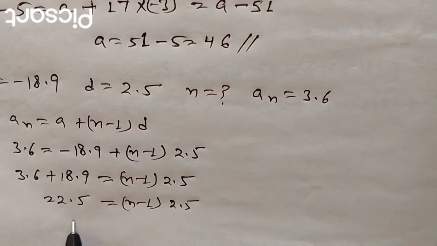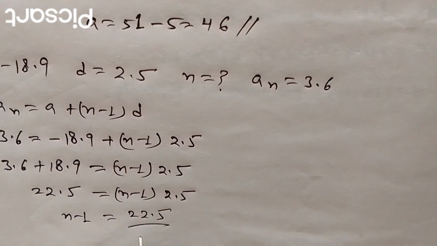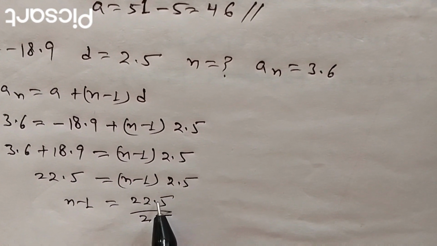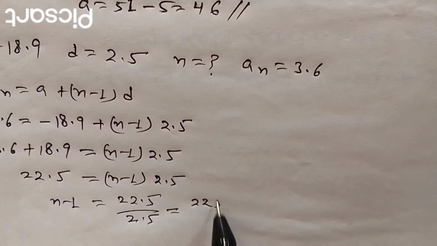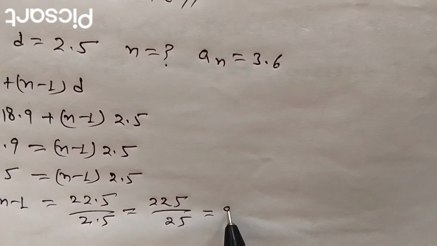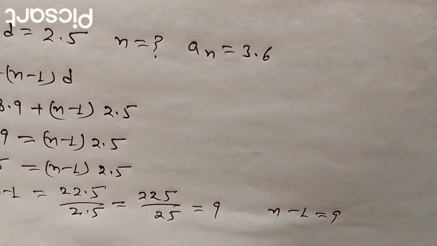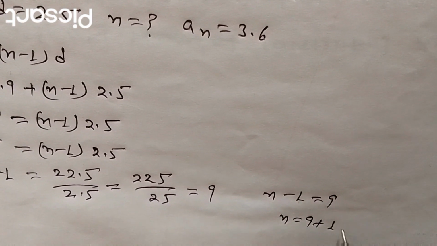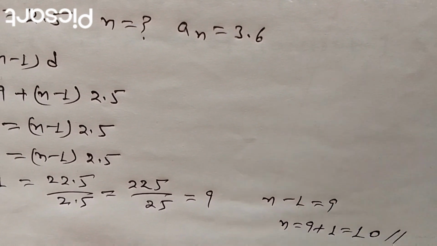Now we will calculate: n minus 1 is equal to 22.5 divided by 2.5. We will cancel the point with the point. It can be written as 225 divided by 25. 25 nines are 225. So n minus 1 comes out to be 9. So n comes out to be 9 plus 1 is equal to 10. So this is the answer of this part.